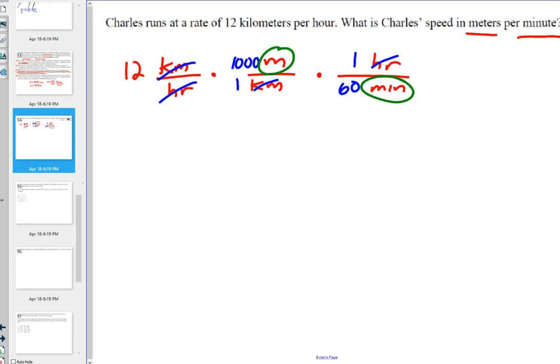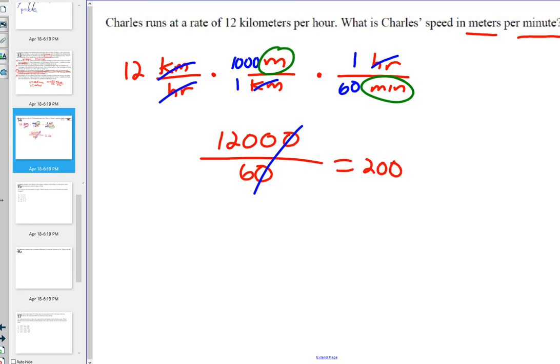So I just gotta go clean up the numbers. On the top, I have 12 times 1,000, which is gonna give me 12,000. On the bottom, I just have a bunch of ones and a 60. So I know the zeros are gonna cancel. 1,200 divided by 6 is gonna be 200. So I end up with 200 meters per minute.